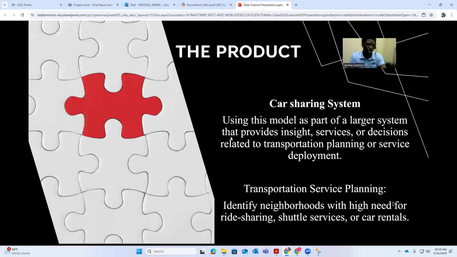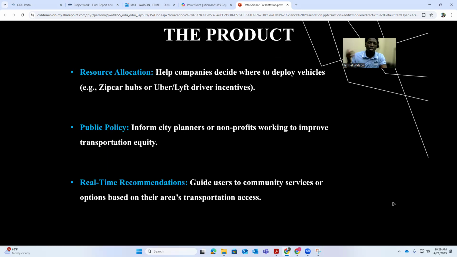So the product that we are aiming to provide is a car sharing system. Using this model as a part of a larger system, we can provide insights for services and decisions related to transport planning. Transport planning services like identifying neighborhoods with high need for ride sharing, shuttle services, and car rentals. Additional ideas could be helping companies decide where to deploy vehicles.